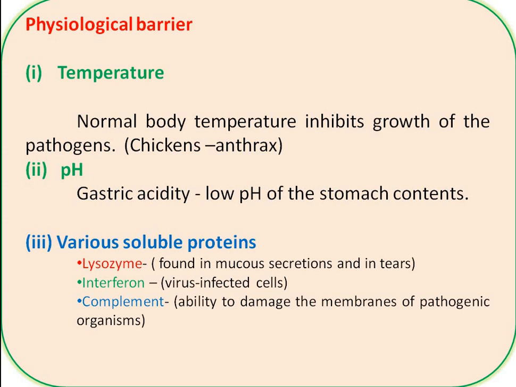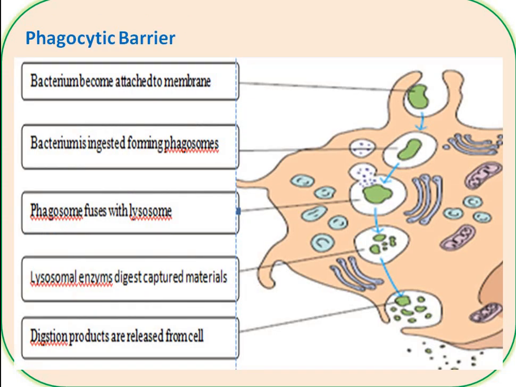Physiological barrier: temperature, pH, and various soluble proteins are also known as physiological barriers. Normal body temperature inhibits the growth of pathogens. pH: gastric acidity, the low pH of the stomach contents. Various soluble proteins, lysozyme, interferon, and complement, are also known as soluble protein barriers.